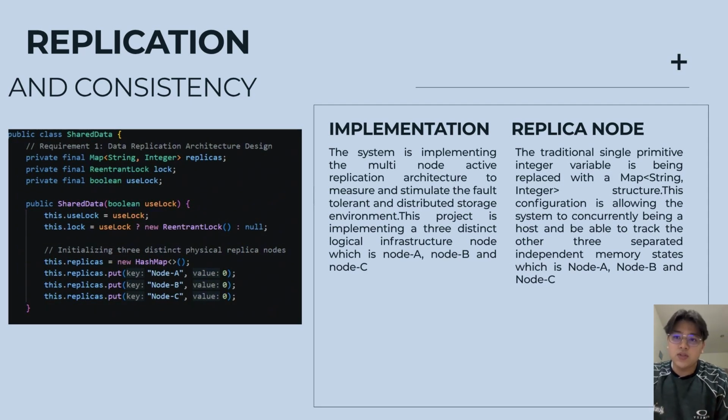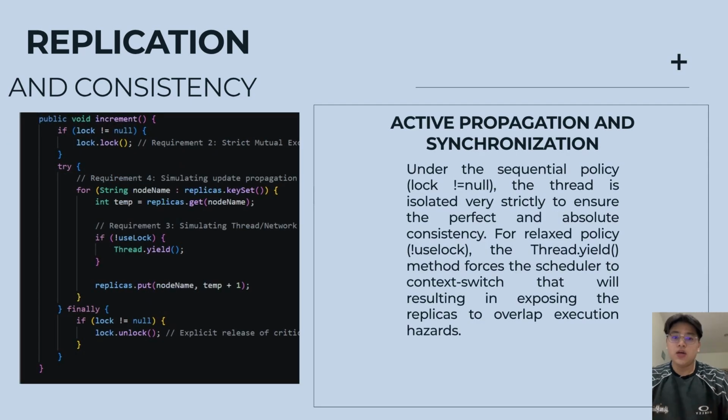So for the eventual consistency implementation, which is activated when use lock is set to false, the synchronization barriers are completely dropped to allow multiple thread workers to modify the cluster node concurrently. Next we have the increment method. This is where our cluster state changes are executed.